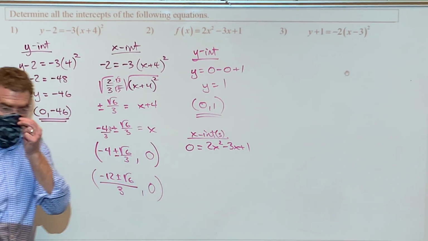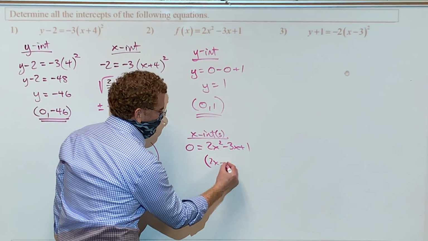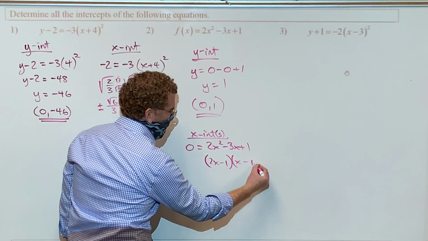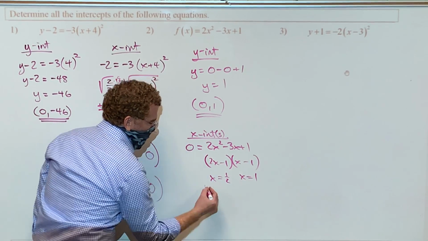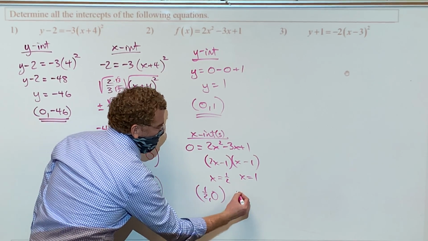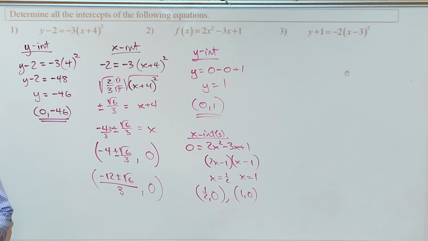Unless it factors. This one actually does factor. So if you get lucky, 2x minus 1, x minus 1. So you get x equals a half, x equals 1. So your points are 1/2, 0, and 1, 0. So if you get lucky and it happens to factor, awesome. If it doesn't, pull out your quadratic formula again.